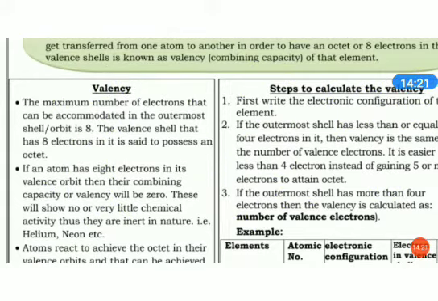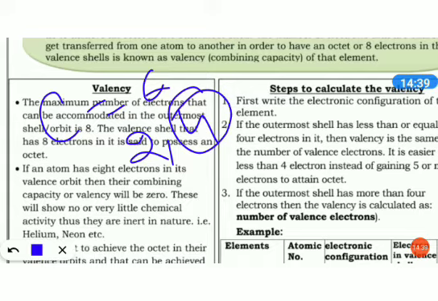Now next, if we consider carbon, carbon has 4 electrons in its outermost shell. Carbon or silicon has 4 electrons in its outermost shell. That means atomic numbers are 6 and 14, configurations 2,4 and 2,8,4. So in case of 4 electrons, sharing takes place and its valency is 4.